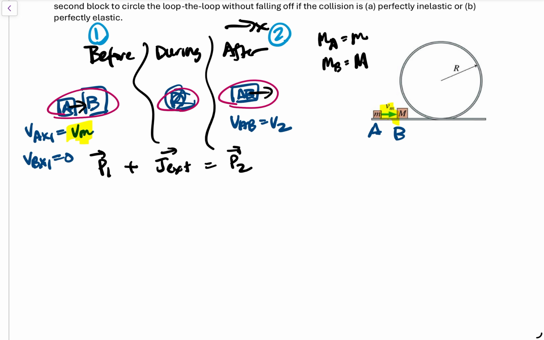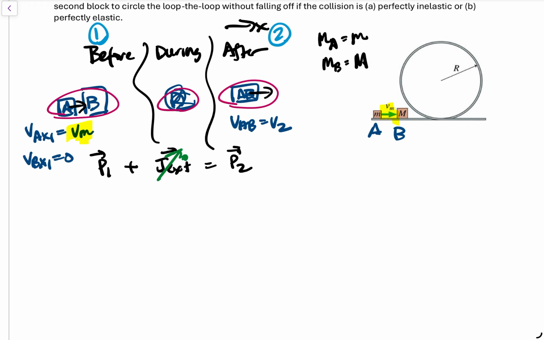If I identify that as my system, then we can neglect any external impulse. There are no significant forces. There's a normal force on the blocks sitting on the surface. There's a gravitational force, but we can assume that is insignificant relative to the forces between the blocks when they collide. So I have just P1 equals P2.